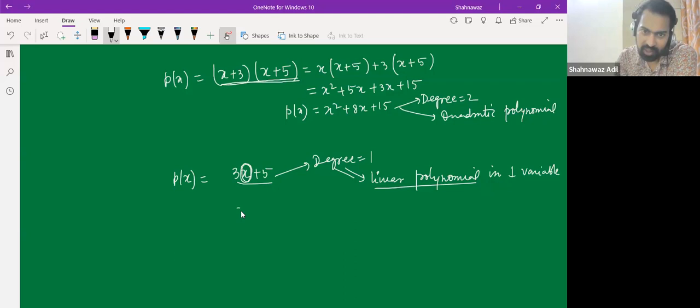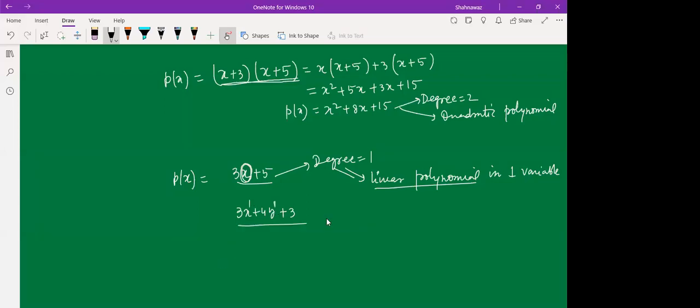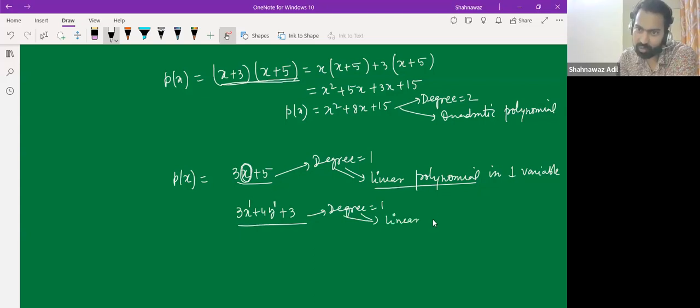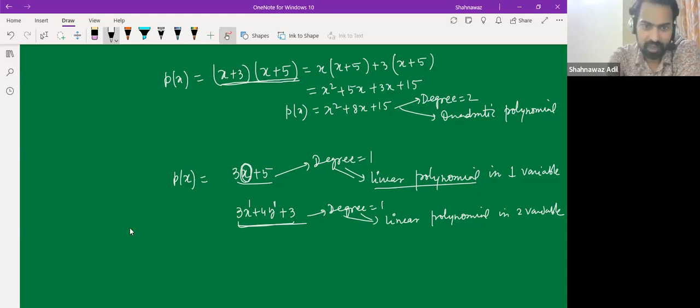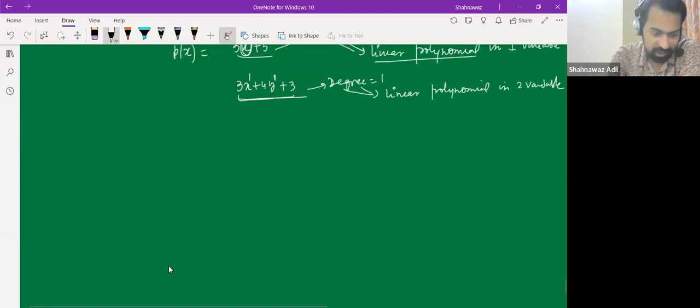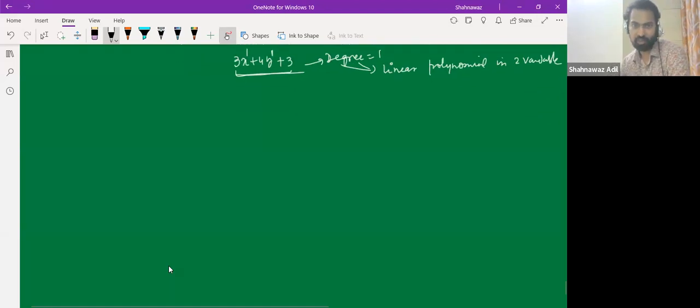right? And let's say I write 3x plus 4y plus 3, right? So what is the degree of this polynomial? So 1, and again, it's a linear polynomial in two variables. So we will talk about these kinds of polynomials in the third chapter, right? So let us get back to the polynomial part again. Okay. So this was about the degree and classification of polynomials.